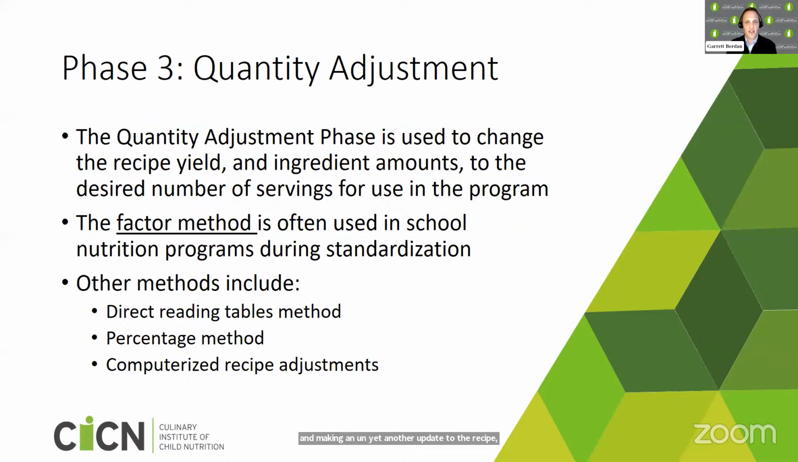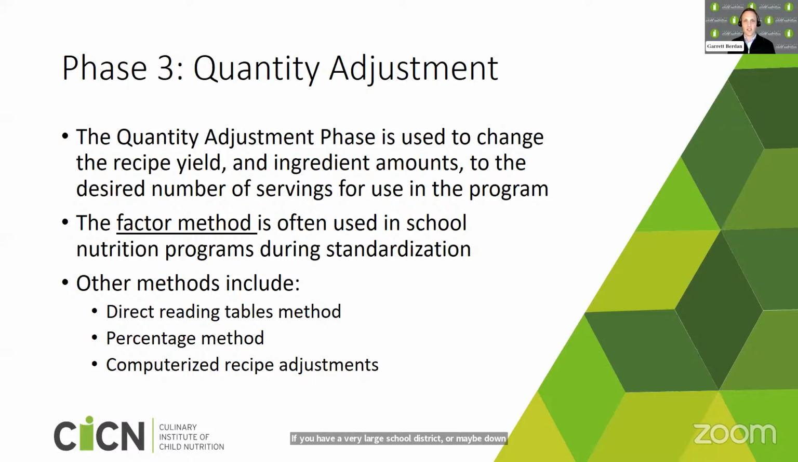So moving into phase 3, that was a brief synopsis of phase 2. There's a lot more detail in the recipe standardization guide. Moving quickly into phase 3, the quantity adjustment, you can use a number of different methods to adjust the quantity. Say you're testing the recipe initially at 25 servings or thereabouts. You may need to adjust the quantity up if you have a very large school district, or down if you're a very small district.